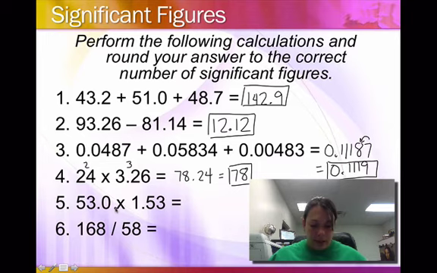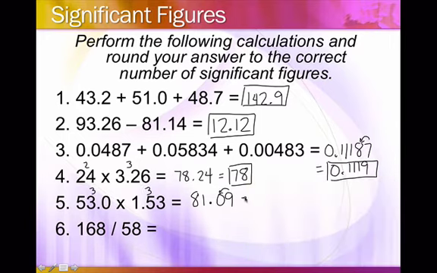53 times 1.53, and you get 81.09. All right, significant figures, this one has 3 because that trailing 0 counts, there's a decimal place. And this one has 3, which means my answer can only have 3. That 9 will round up the 0 to 1, so your answer that you should record as your final answer would be 81.1.